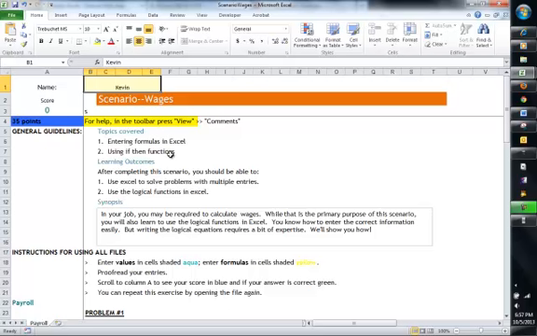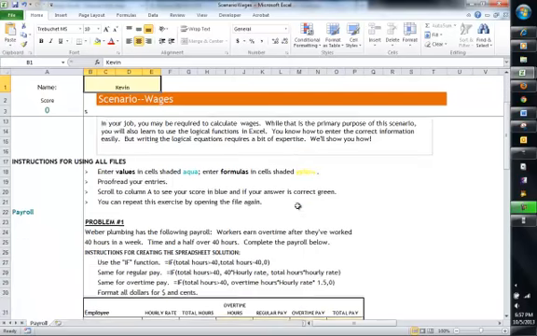In your job, you may be required to calculate wages. While that is the primary purpose of this scenario, you will also learn how to use logical functions in Excel. You know how to enter the correct information easily, but writing the logical equations requires a bit of expertise, but we'll show you how.